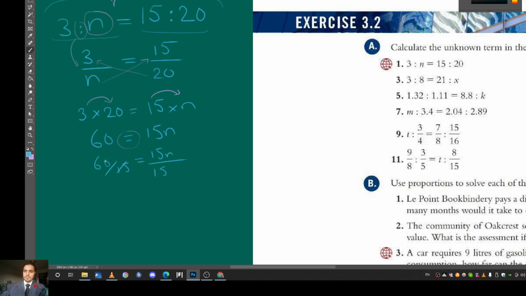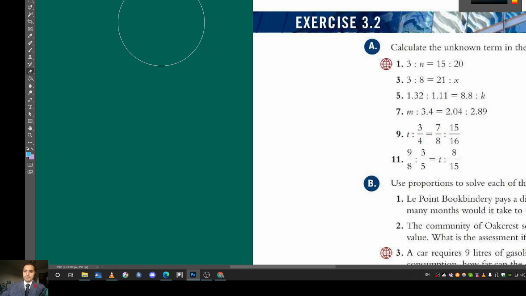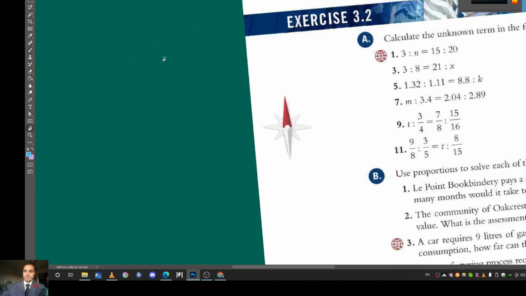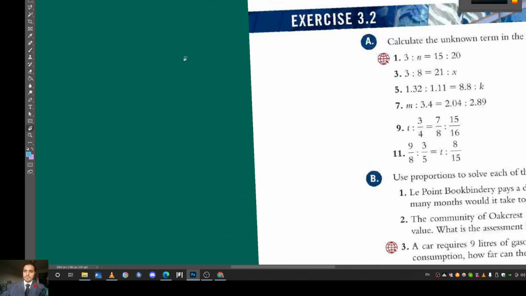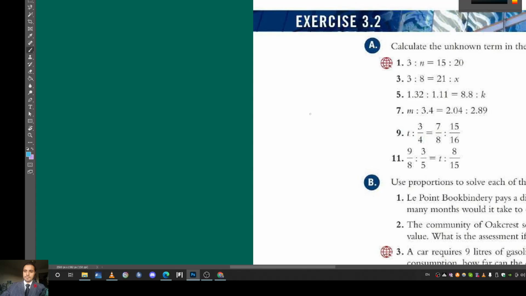So 15 times 4 is 60. 15 times 1 is 15. So we're left with 1 times n. And here we're left with 4. So 4 equals n. Or we can also write it as n equals 4. So there you go, guys. We figured out what this value of n is. All right. Awesome. Let's try another question.